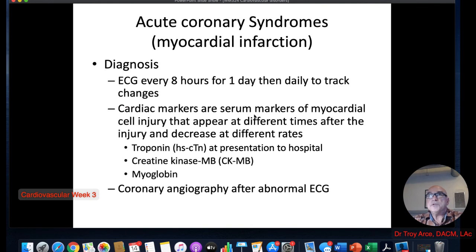And how do we diagnose an MI? So you're going to have an ECG every 8 hours for 1 day, then daily to track changes. Cardiac markers are serum markers of myocardial cell injury that appear at different times after the injury and decrease at different rates. These cardiac markers: troponin at presentation to the hospital, you're going to see creatine kinase, MB, myoglobin, and then coronary angiography after abnormal ECG.